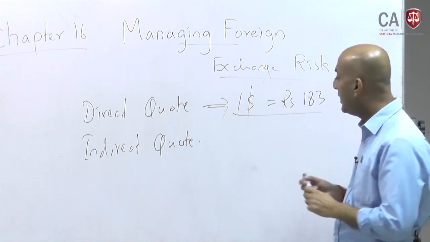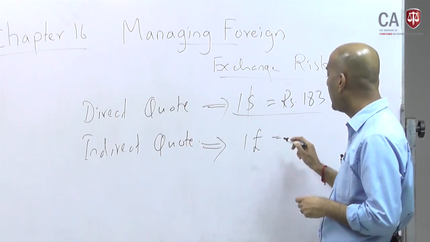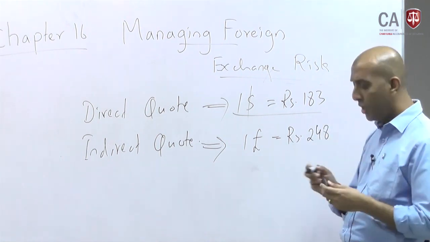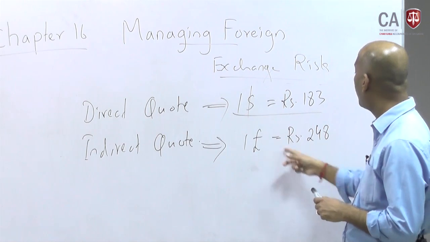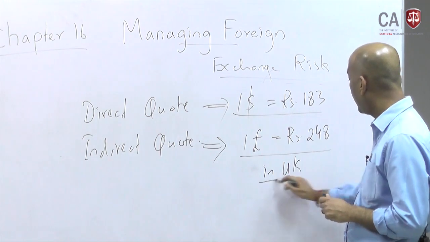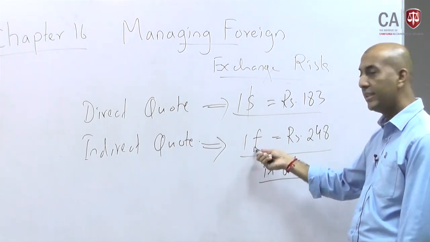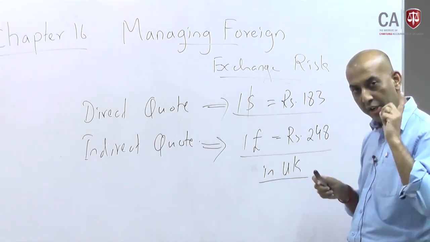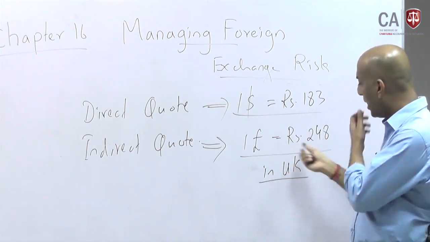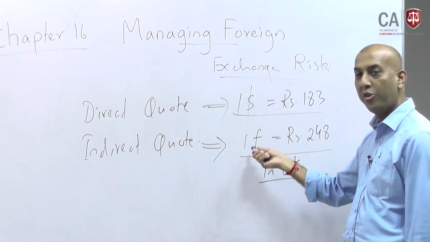So it's how much domestic currency you need to pay to buy 1 unit of foreign currency. Indirect quote system is 1 unit of local currency equals how many units of foreign currency. In the UK, the indirect quote system is followed. They say 1 unit of local currency, that is the sterling pound, equals a certain amount of foreign currency. I have taken rupees, but it can be dollars or any currency.